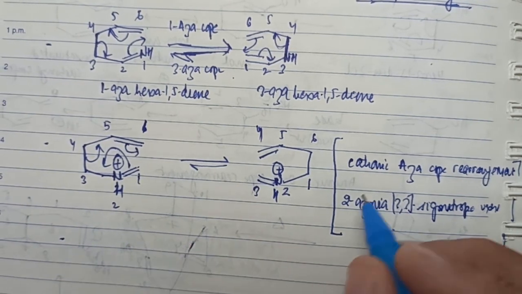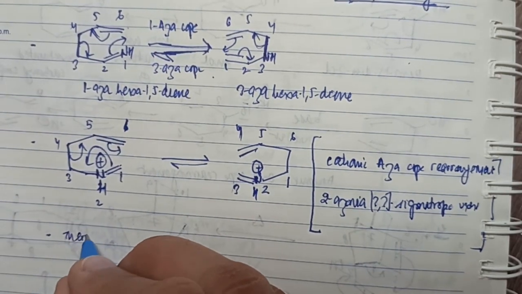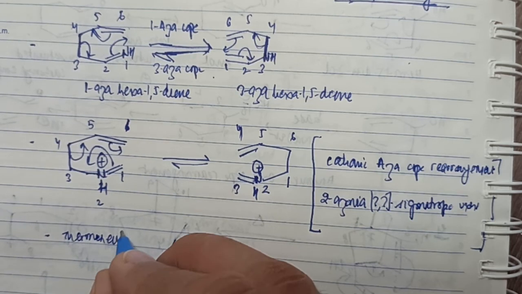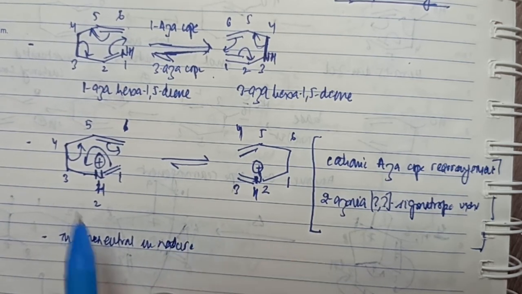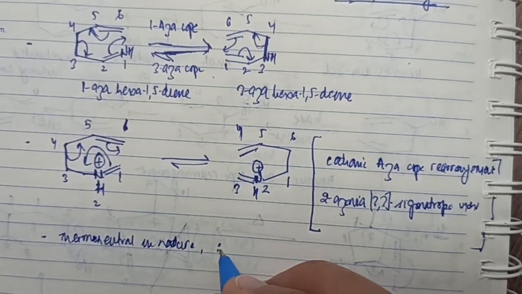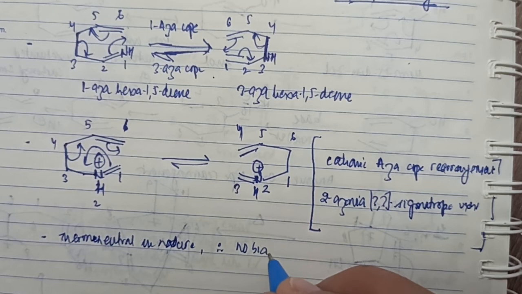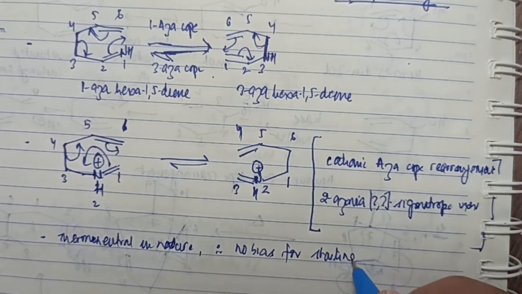Azacope rearrangement, in particular the 2-azacope rearrangements, are thermoneutral in nature. When we use this word thermoneutral, this means that the positive charge is present in the reactant, a positive charge is present in the product, therefore no bias for starting material or the product.